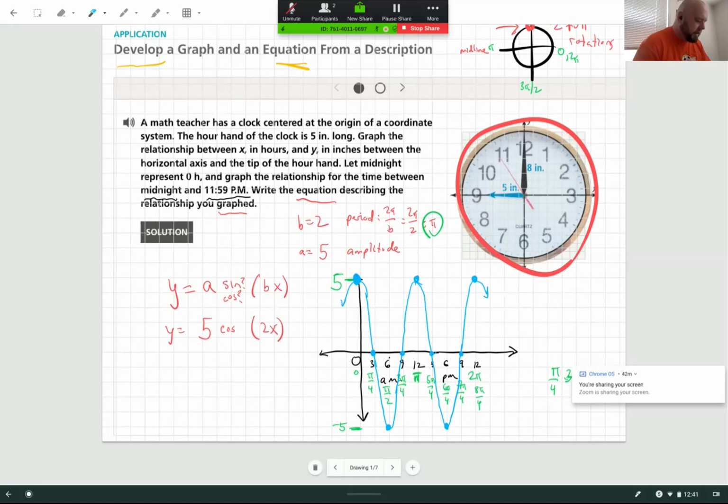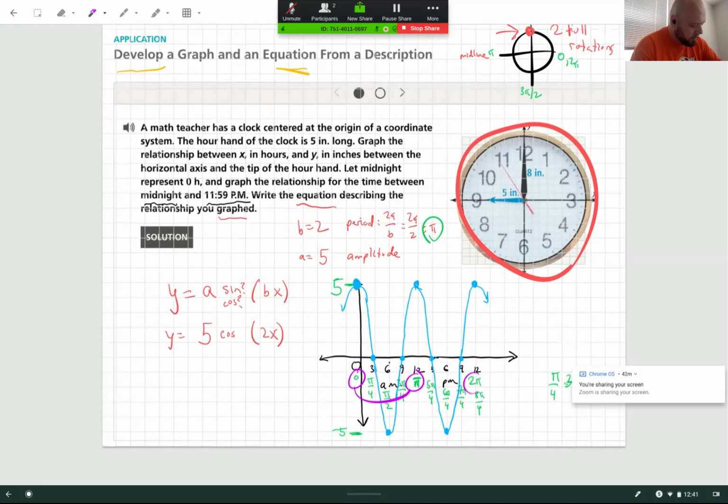And you can see, let me go with purple this time, it makes one full rotation starting at 0, ending at pi. Makes another rotation from pi to 2 pi. So it makes 2 full rotations in a 24-hour period.